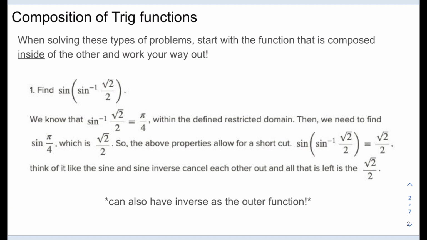So the other thing I wanted to cover real quick before we got into examples was composition of functions. Composition of functions, you may remember from previous classes, having f of g of x. That means you evaluate g of x and then plug whatever you get into f of x. Same thing here with trig functions. So sine of sine inverse of radical 2 over 2 means I evaluate sine inverse of radical 2 over 2, and then I plug that into sine. Just to note that this can also go the other way. So I could also have something like sine inverse of sine of 7 pi over 4. And then we can solve that as well.